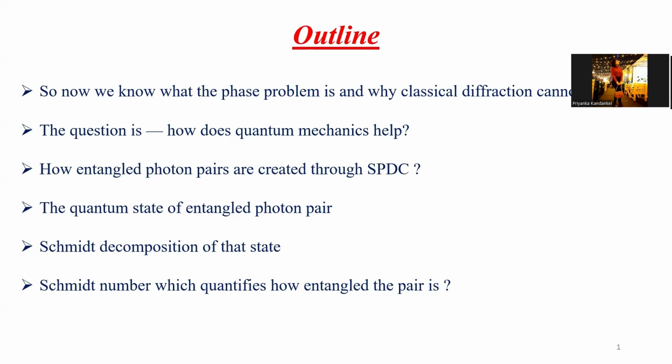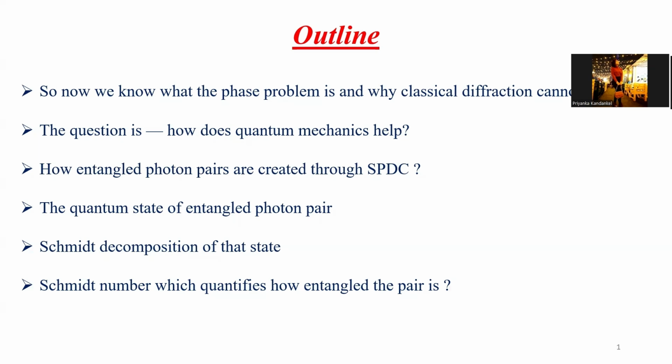So, picking up from where Reva left, we now know the phase problem, that is, when we shine X-ray on a crystal and measure the diffraction pattern, we get the measured signal that is proportional to the modulus square of the Fourier transform of the charge density. With this, the phase of the charge density is lost, and without phase, we cannot reconstruct the real space structure of the sample directly. So the question is, how does quantum mechanics solve this? The answer is entangled photons.